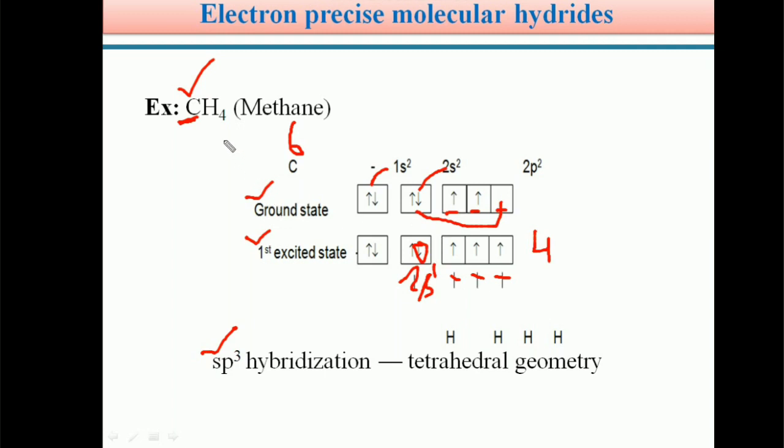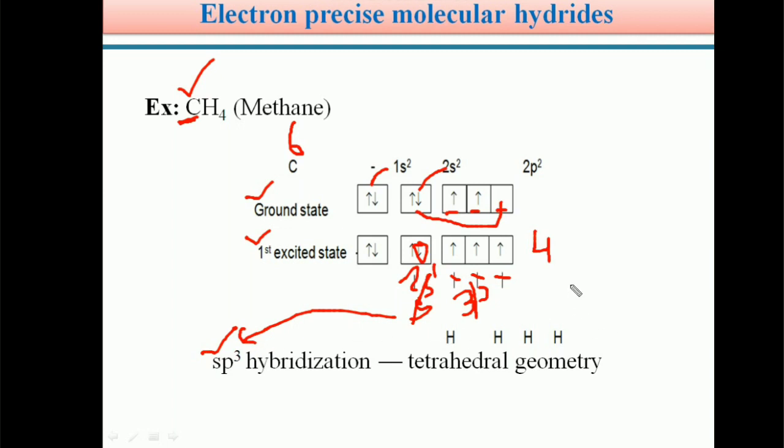In methane molecule, carbon is having octet configuration in its valency shell. So for electron precise molecular hydride, the best example is methane. So students, in methane, 1 s orbital and 3 p orbitals are involved in the hybridization. As a result, the hybridization of carbon is sp3.